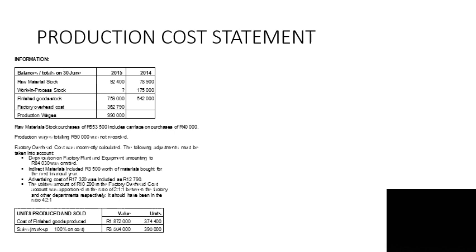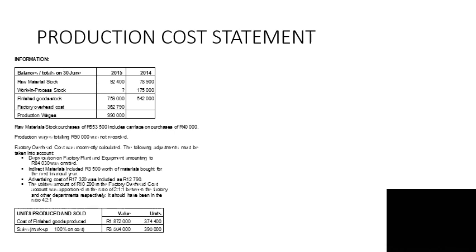Then factory overhead cost was incorrectly calculated. The following adjustments must be taken into account. So we have an incorrect factory overhead cost of 362,790. Then depreciation on factory plant and equipment amounting to 84,030 was omitted. We need to add it to factory overheads. Then indirect materials included 3,500 worth of materials bought for the next financial year. This is a prepaid expense, we must subtract it.